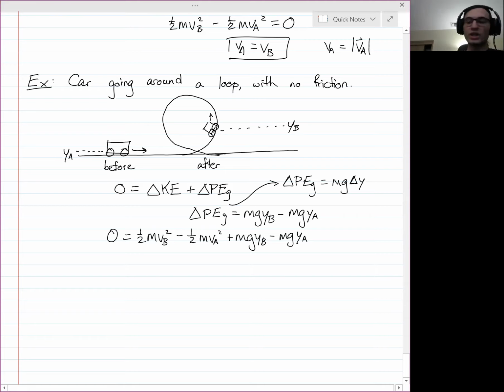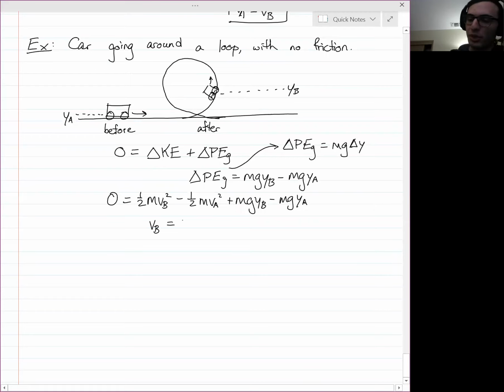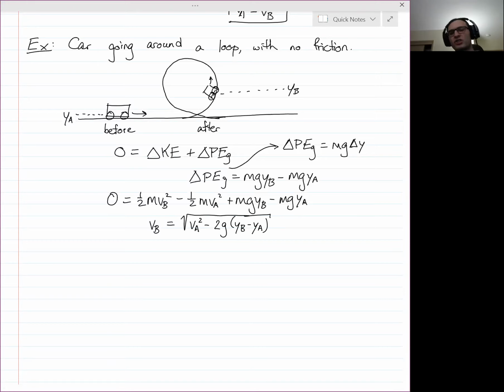Now we can do some algebra and solve for the speed vb at height yb. After a whole bunch of algebra, all I'm doing is just rearranging this equation. You get vb equals the square root of va squared minus 2g times yb minus ya. Now, solving this problem with forces would have been a mess, a huge mess, because there are normal forces that are changing directions, and changing coordinate systems all over the place, but we can just easily find the speed at which it's going around the loop at a given height.